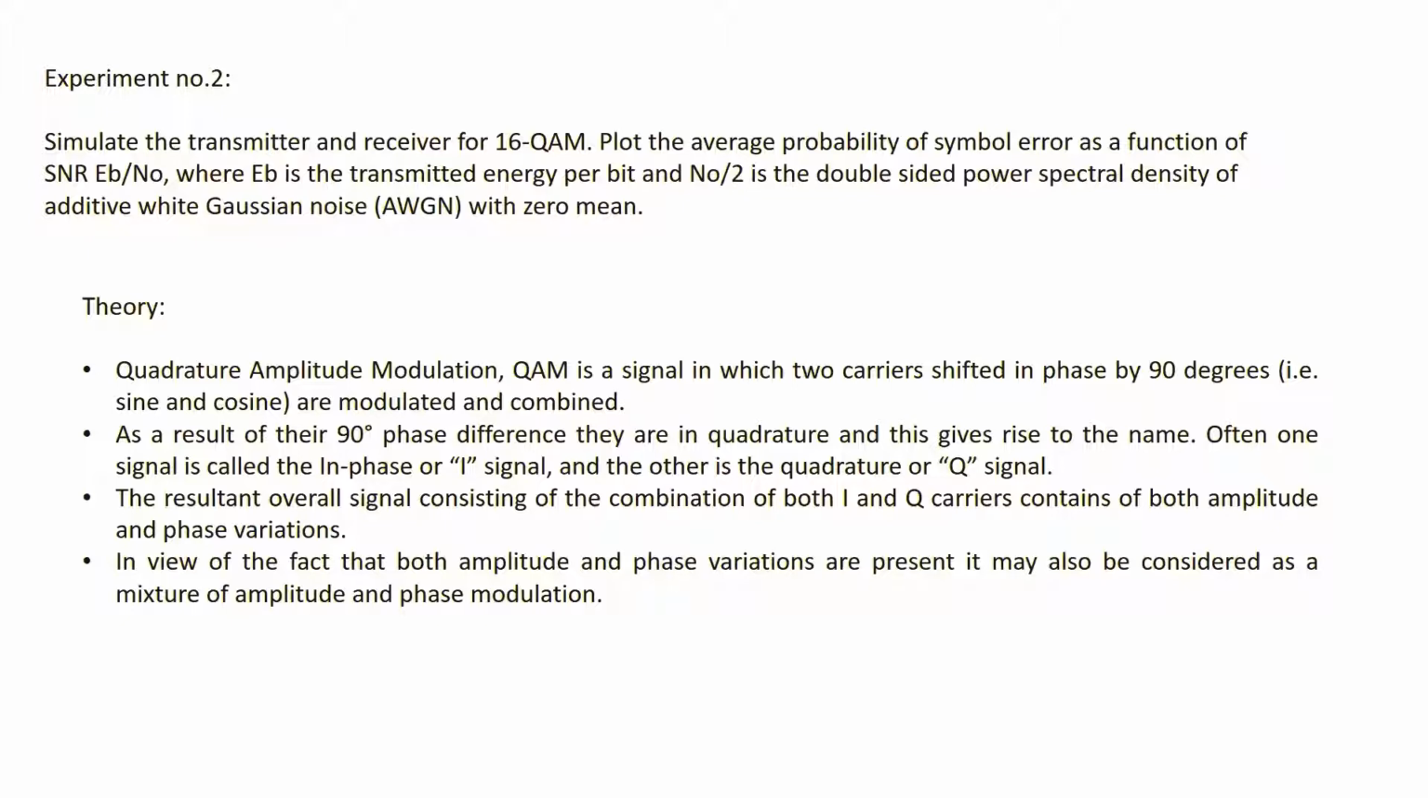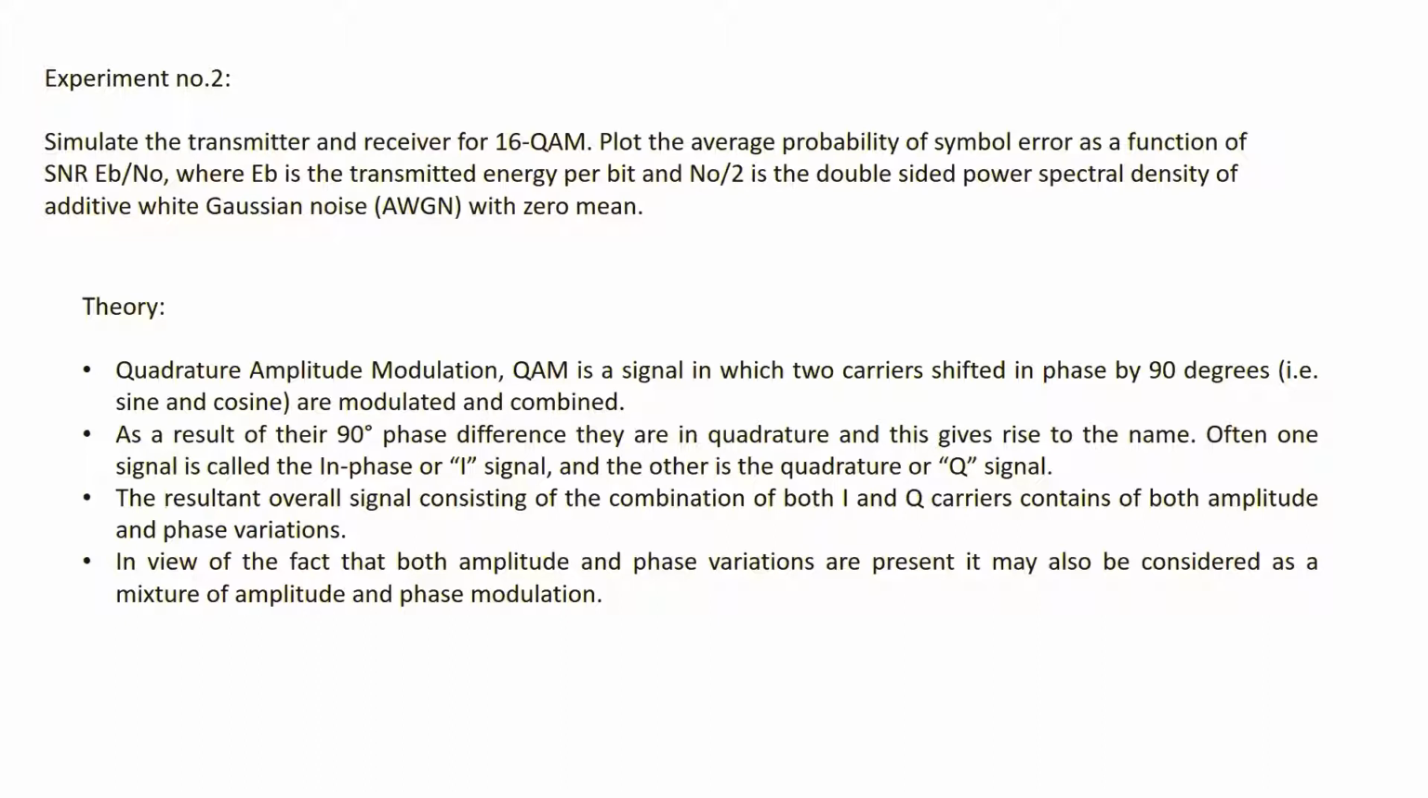So I will start with the theory part. What exactly is quadrature amplitude modulation? It is a combination of amplitude modulation and PSK. So it includes the advantage of both amplitude modulation and PSK.